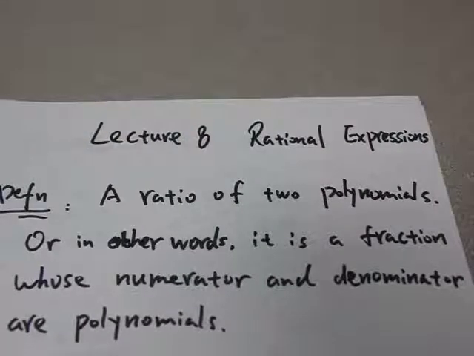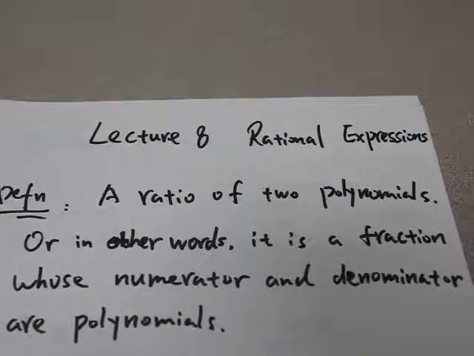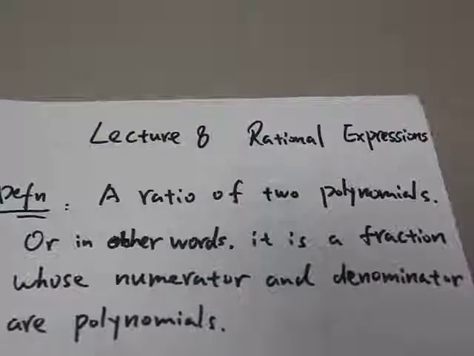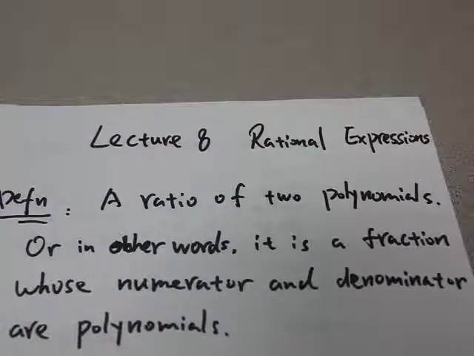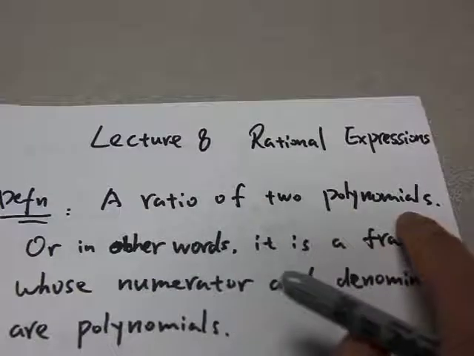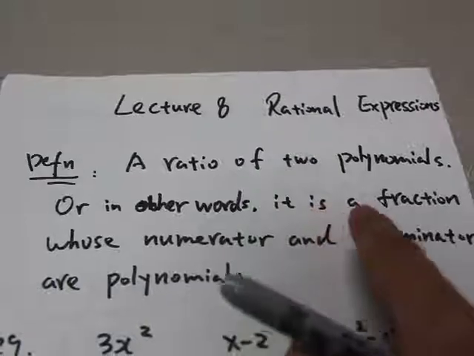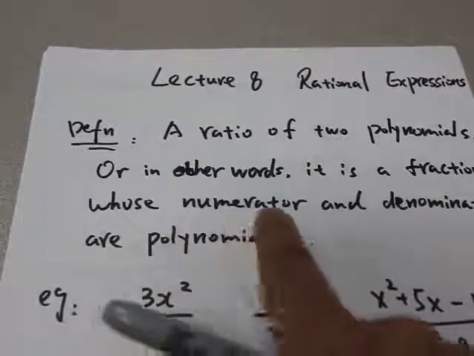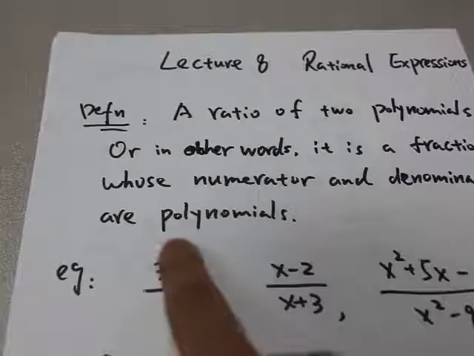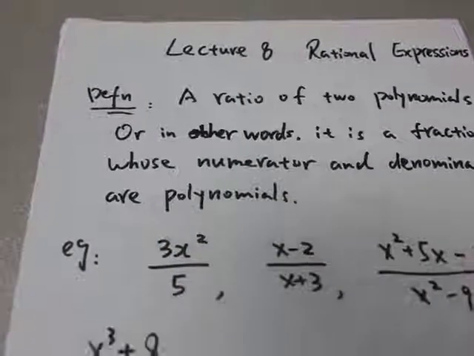Alright, in this video, we're gonna study rational expressions. So here is a definition. A rational expression is a ratio of two polynomials. In other words, a rational expression is a fraction whose numerator and denominator are both polynomials.